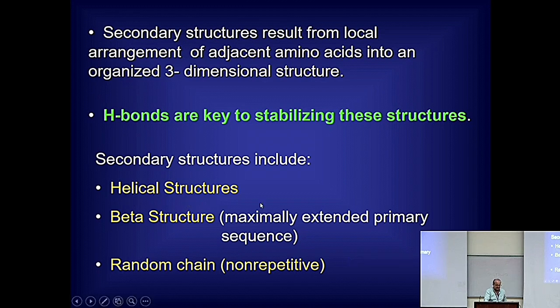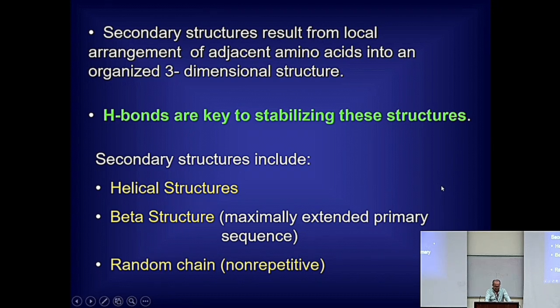First one is called helical. Second one is beta. And the last one is called random chain because it doesn't have any specific pattern, but it still has a three-dimensional, non-repetitive structure. So these guys have repetitive structures and create a pattern, a helical pattern or a beta structure. And we will talk about both of them in quite some detail.